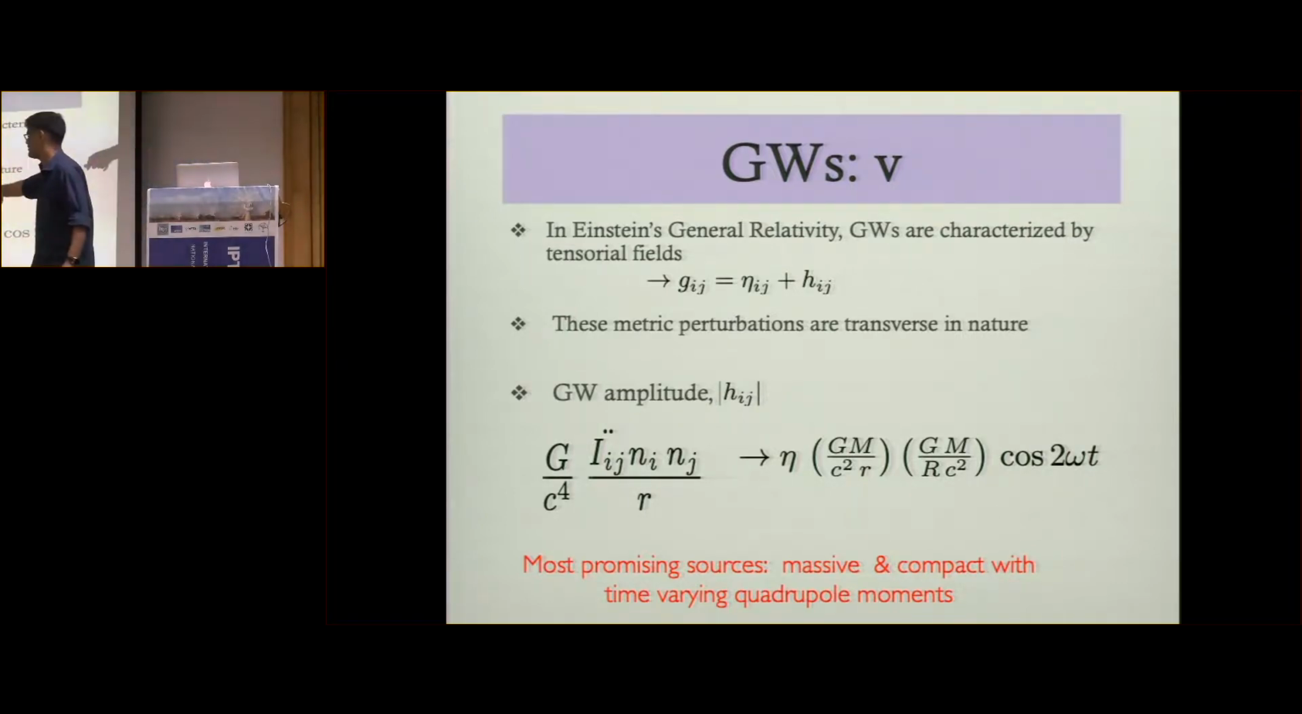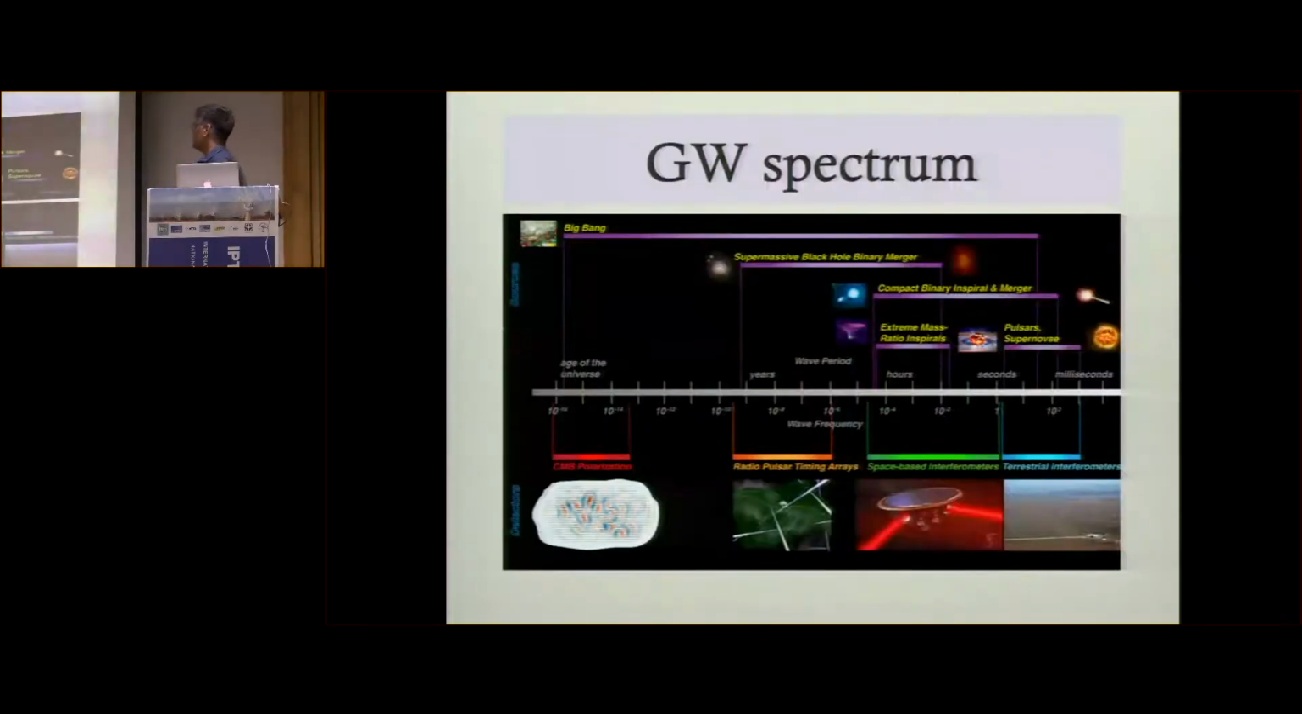Don't worry about this. This is a longitudinal gravitational wave. That's what you get from a scalar theory. But don't worry about it. Okay, so we'll go into the details now.